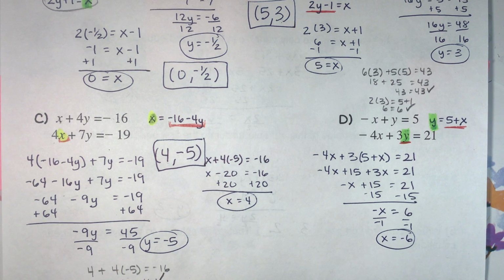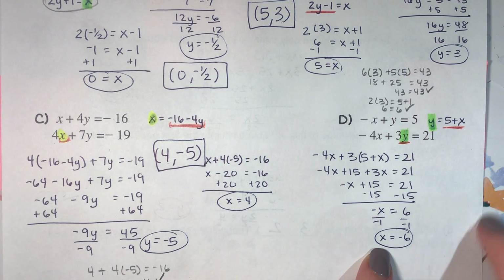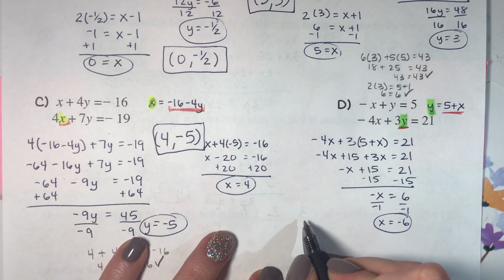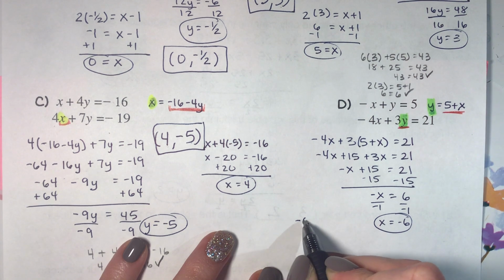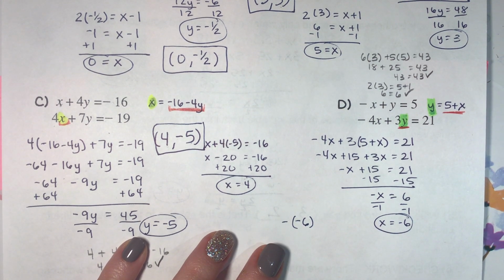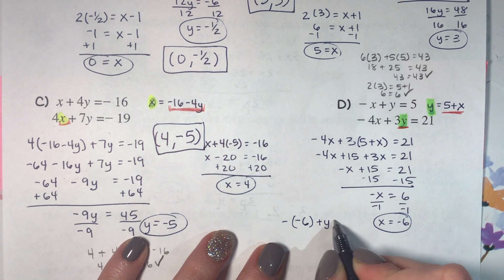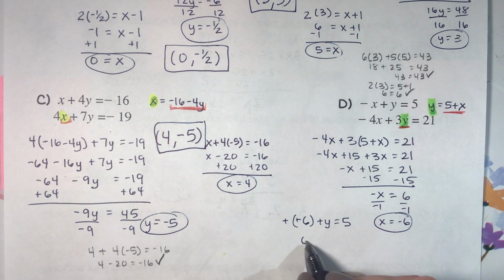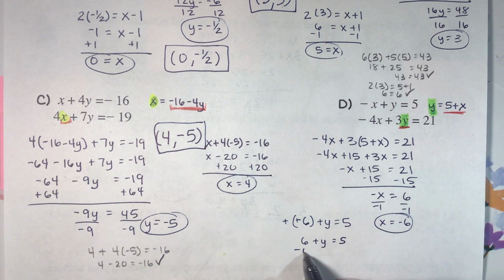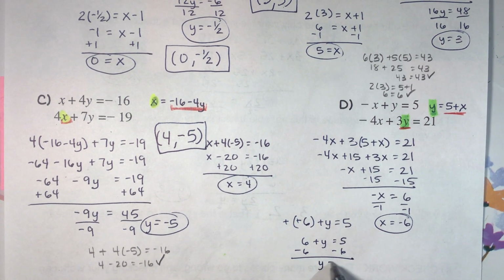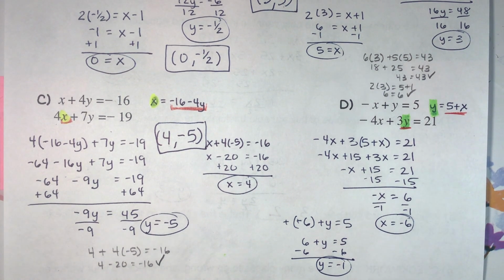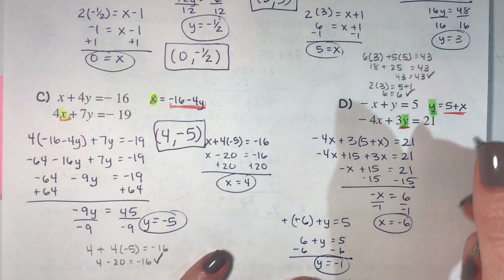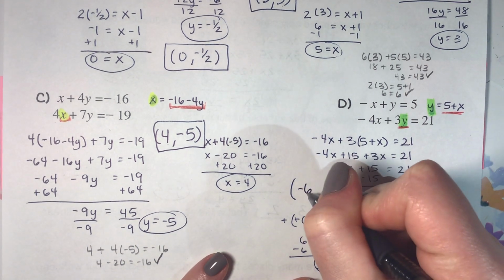All right. Now I'm going to take this x equals negative 6 and stick it back into this top equation. So I have negative 6, the negative of negative 6, my apologies, plus y is equal to 5. So the negative of a negative is positive, so now I have 6 plus y is equal to 5. Subtract 6 from both sides, have y is equal to negative 1. So my ordered pair for D is going to be negative 6, negative 1.